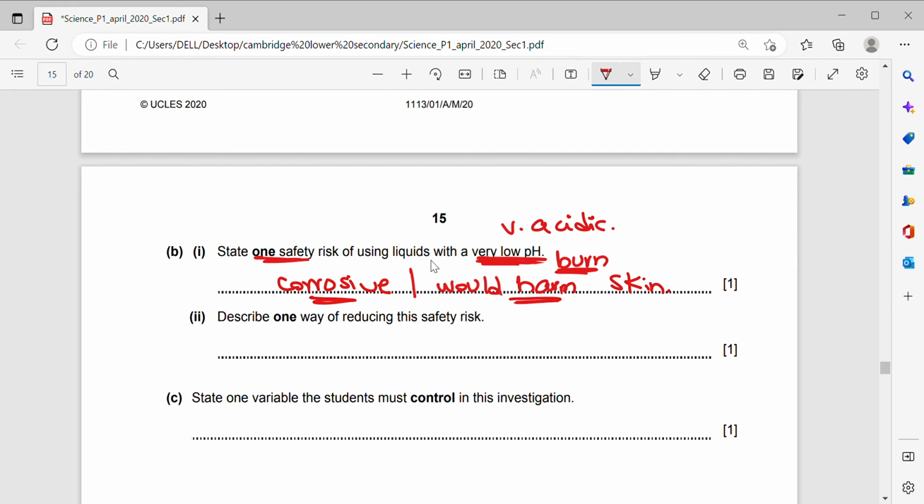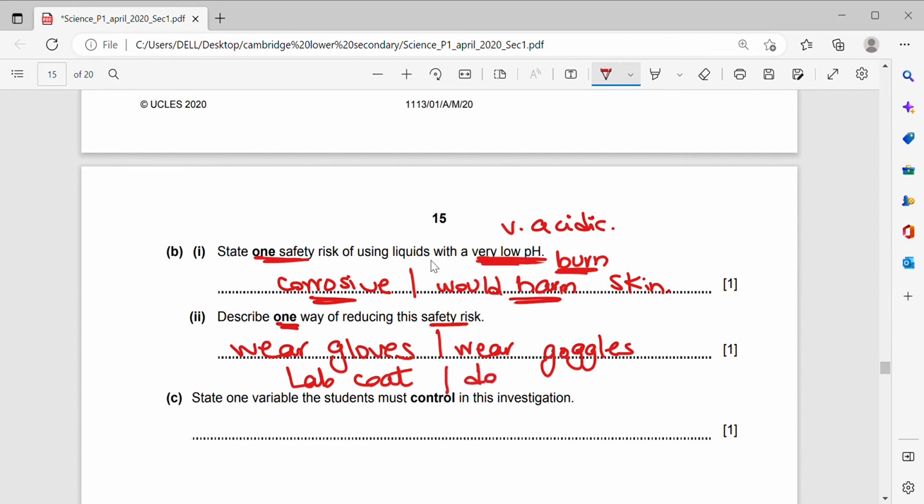طيب, describe one way of reducing this safety risk. How can you protect yourself when you are handling the very acidic substances? You can do what? You can wear gloves. If you write wear gloves, it's enough. Someone else might write wear the safety goggles to protect your eyes. Or you can also wear the lab coat. You can also do what? Do not smell or taste the acid or the liquid.